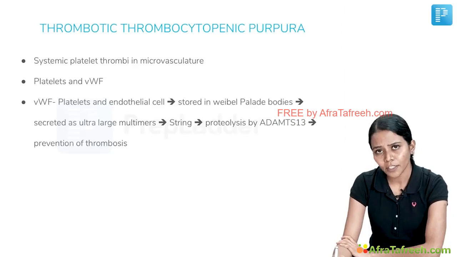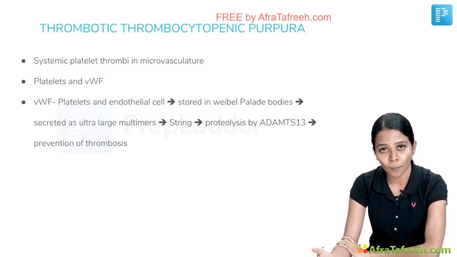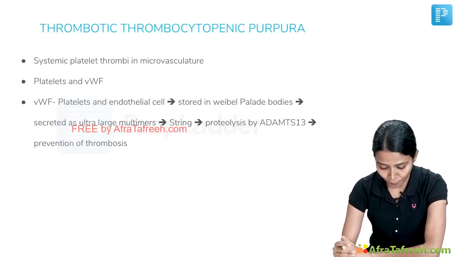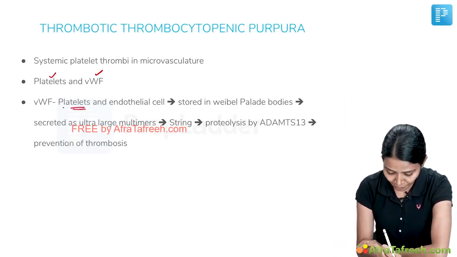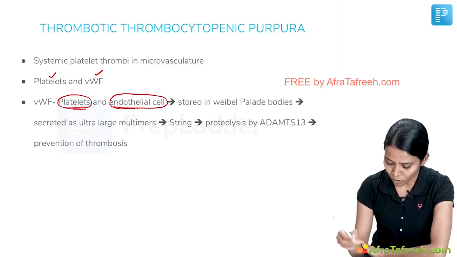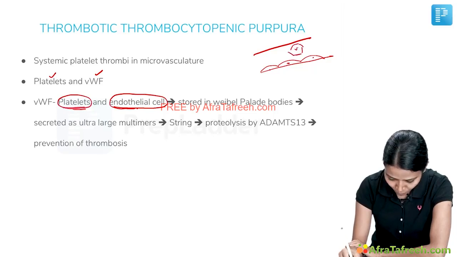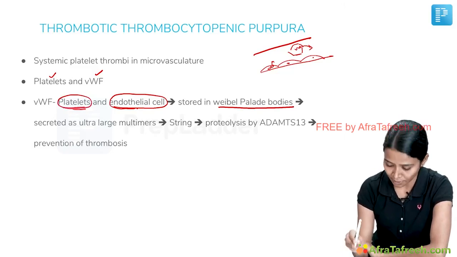Next, coming to thrombotic thrombocytopenic purpura. Okay, what happens? There are systemic platelet thrombi in the microvasculature. The main components of this thrombus are platelets and von Willebrand factor. This von Willebrand factor is present in the platelets and it is also present in the endothelial cells. Okay, so in a blood vessel, there will be endothelial cells, there will also be platelets. I am just drawing like this.